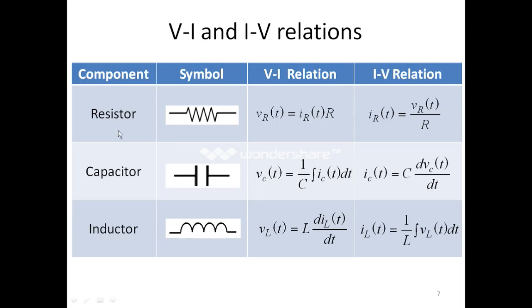For resistance, we know Ohm's law, V is equal to IR. From that, we must know the VI and IV relations. For the capacitor, we just studied that the voltage across the capacitor is nothing but 1 by C integration of current across the capacitor dt, and the current is nothing but C dV by dt. In the same way for the inductor, the voltage across the inductor is L di by dt, and the current across the inductor is 1 by L integration of VL dt.